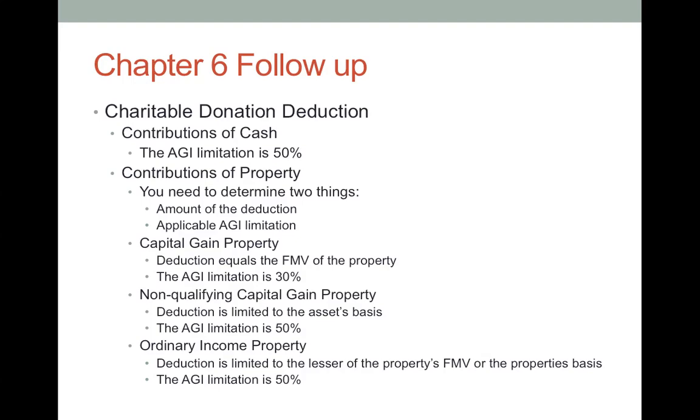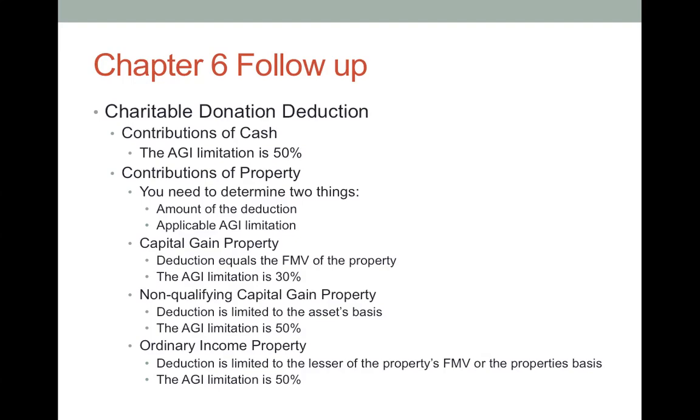The final type of property that you can contribute would be ordinary income property. So what is ordinary income property? It's any property that, if sold, would not generate long-term capital gain income. So types of income that are ordinary income property would be assets that you held for less than a year. Remember, in order for it to be long-term capital gain, you need to own it for at least a year, 365 days. So if you donate something that you've held for less than that amount of time, then it's ordinary income property. Okay, so anything that you've owned for less than a year. Inventory would be ordinary income property. If you donate some of your inventory to a charity, that's ordinary income property.